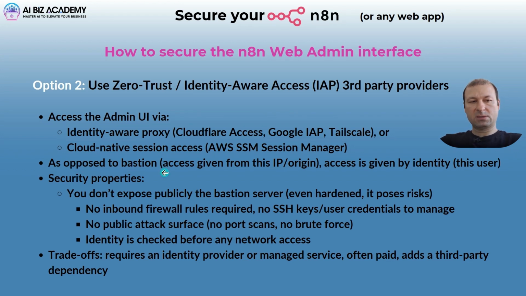And as a comparison to the Bastion approach, where access is given from this IP or origin, with the IAP access is given by identity, by this user. So Bastion gives access by the IP or origin, the IAP gives it by identity. You can think of it this way: for the Bastion, if you are on this IP inside this network, you are allowed. For the IAP, if you are this user and this device, you are allowed.